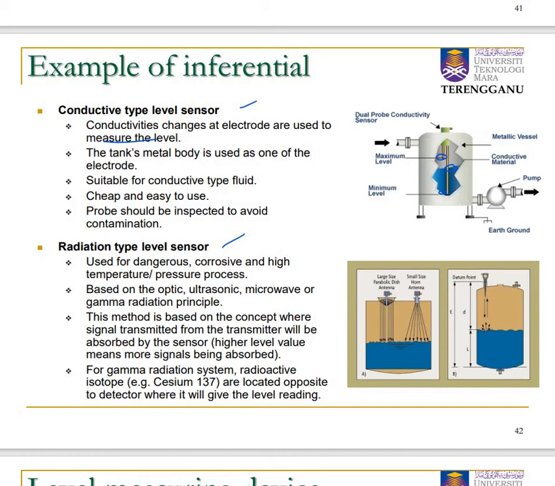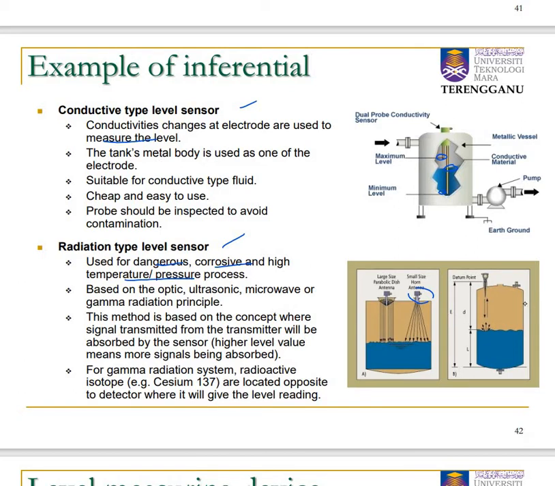Okay, so next is radiation type level sensor. Basically radiation type level sensor is used for dangerous, corrosive, high temperature, pressure processes. So this antenna will transmit the radiations. So that radiation will be measured in terms of time travel, or in terms of the amount of the wave that goes back to the receiver.